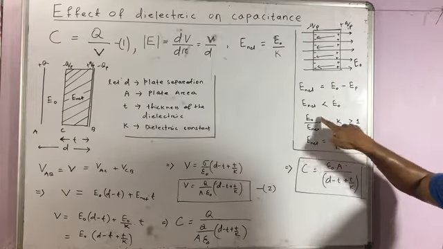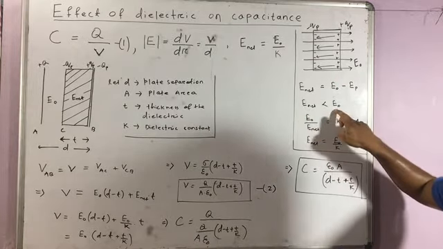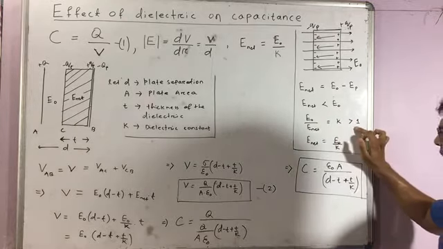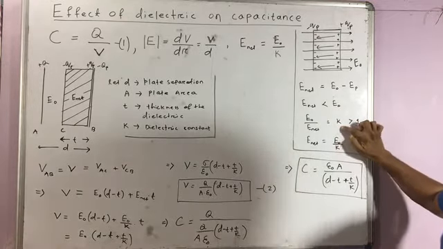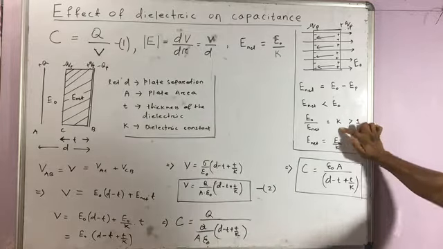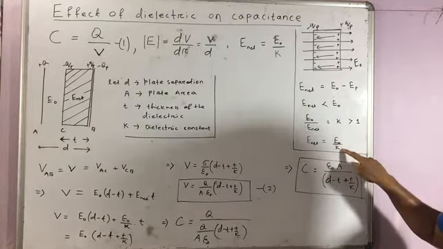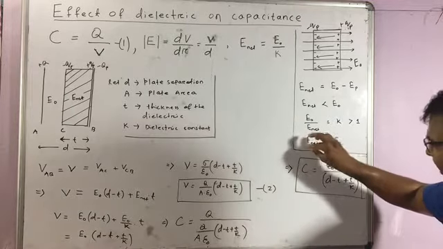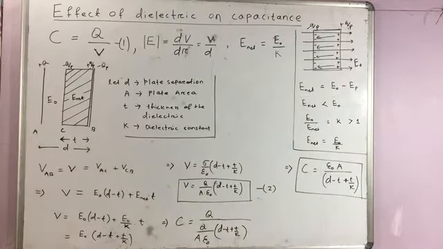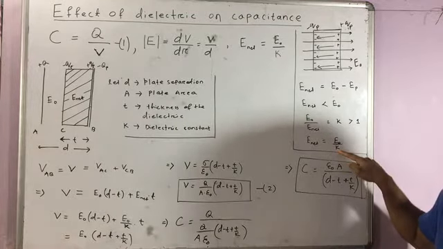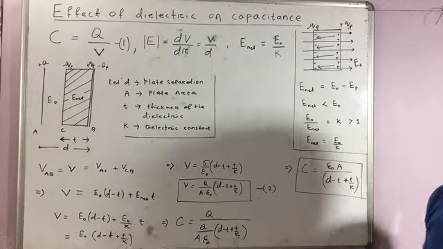Now let us define this term. If E net is less than E naught, then E naught by E net is equal to K, which must be greater than 1. This K is called the dielectric constant. So we can write E net is equal to E naught by K. Clear? This value E net is the net electric field inside a dielectric. So the net field decreases by K times inside a dielectric.